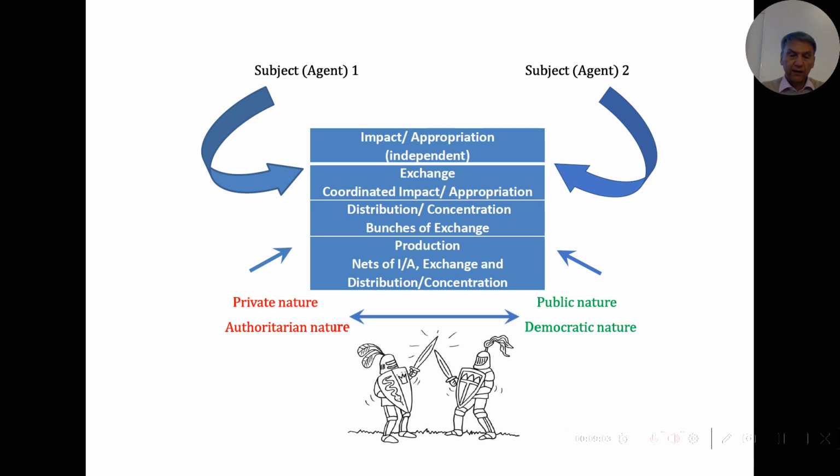So I plan to consider the following scheme between economic agents or subjects. Subject 1 and subject 2 interact within the framework of the specified forms: impact, appropriation, exchange, distribution, concentration, and production. And each form could be of private nature or public nature, or, in terms of management system, authoritarian nature or democratic nature.